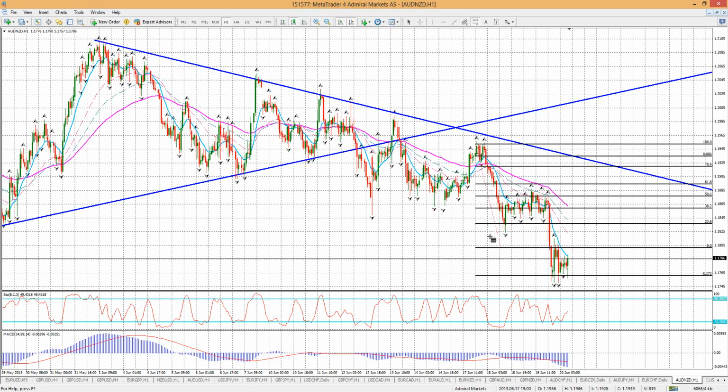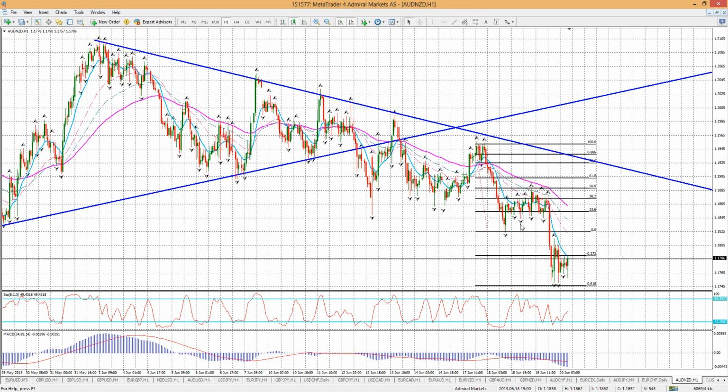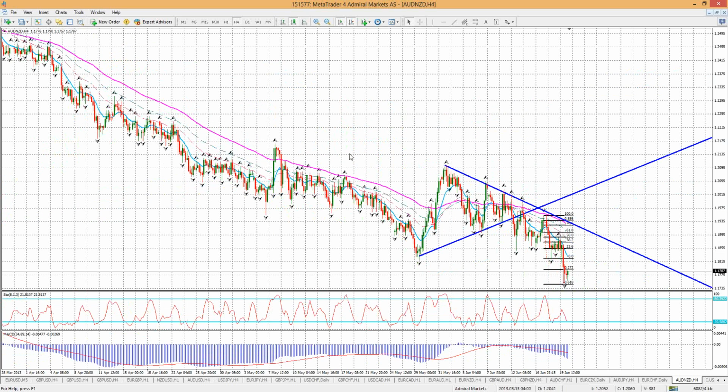Look at this. Put a fib on this down move. 50 fib. Right to the 618 target. So really the AUD across the board here, weakness. The AUD New Zealand at the moment is in a downtrend. So let me just check.